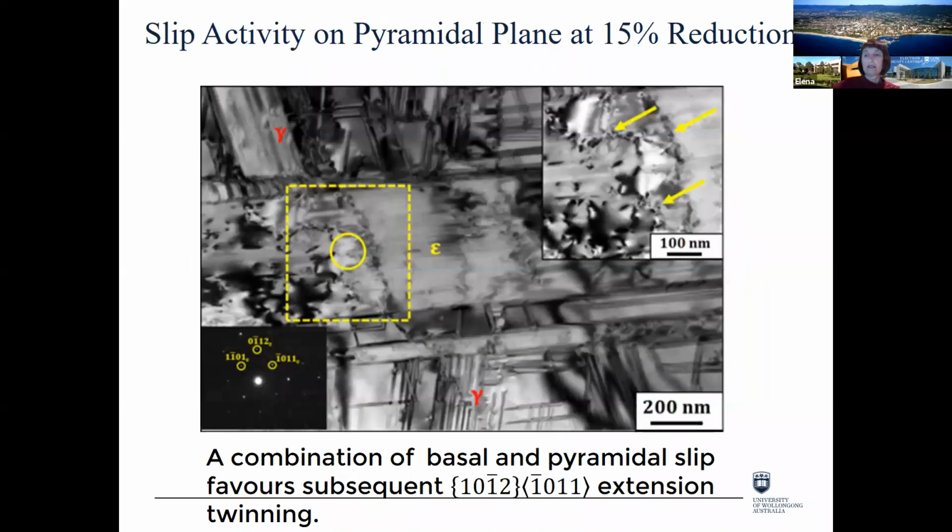And at high loads, we are also observing a combination of basal and pyramidal slip in epsilon Martensite, which provides a basis for the formation of extension twins 1 bar 2 and 1 bar 011 in this material. So this very short investigation provides us with some insight into the sequence of epsilon Martensite and alpha prime Martensite formation in this material, and also into the deformation behavior of epsilon Martensite.